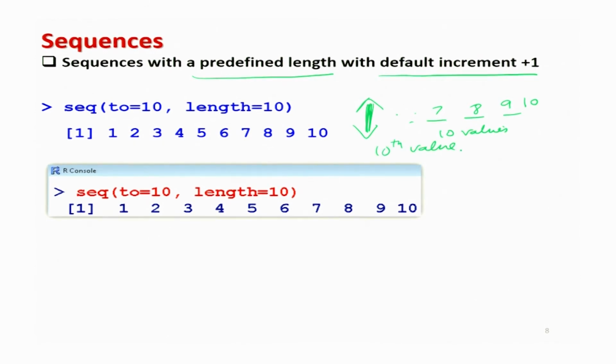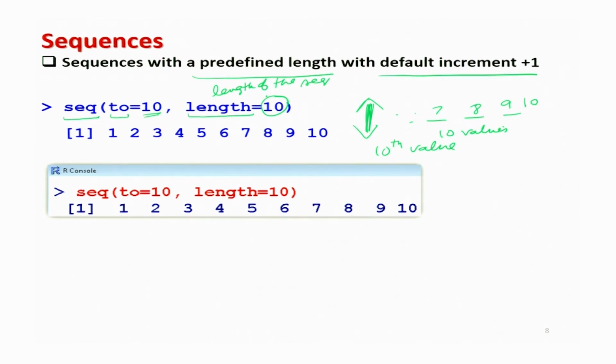Now, without doing any manual calculation, you can generate this sequence in the R software by using the command seq, and inside the parenthesis you write to equal to 10 and then length, which is the length of the sequence or the number of elements you want in the sequence. So that is going to be 10.